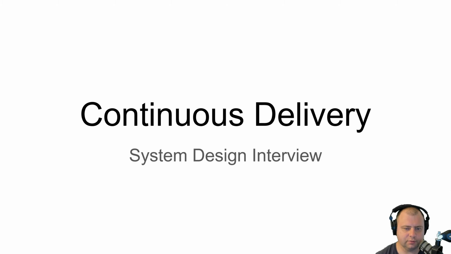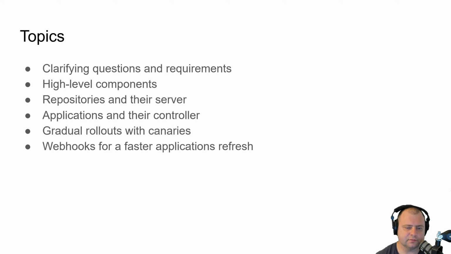Hello, I'm going to talk about the design of a continuous delivery system, such as Argo CD, which has a goal to get manifests for resources defined in code, and then update some resource cluster, for example a Kubernetes cluster, with the manifests which are configured. So let's go through the topics.